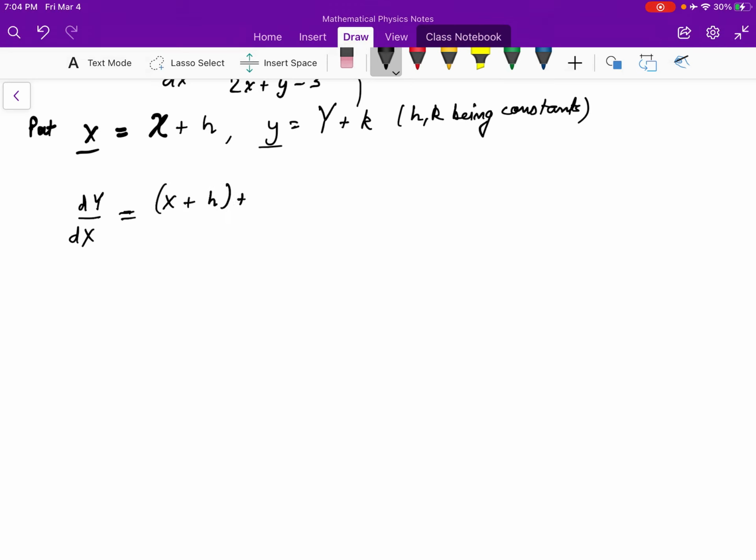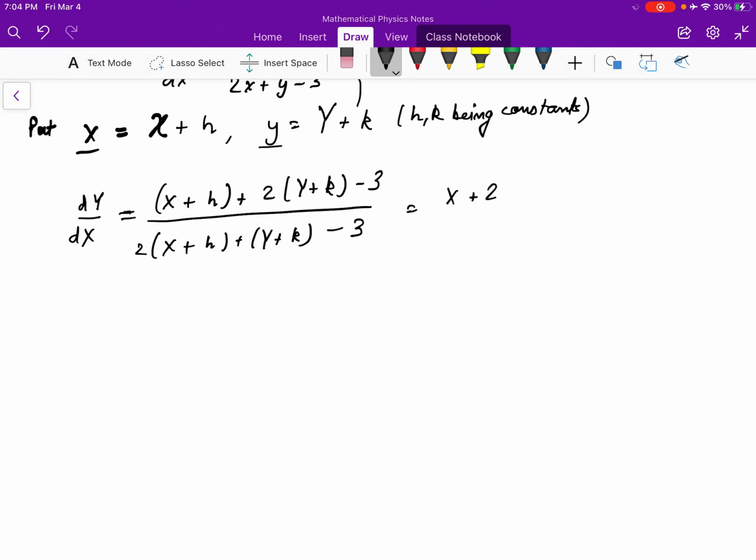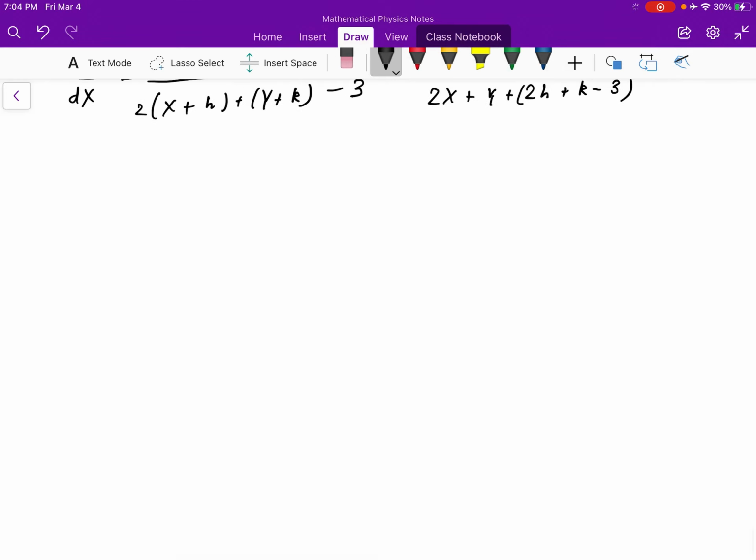Capital X plus h plus 2 capital Y plus k minus 3 upon 2 capital X plus h plus capital Y plus k minus 3, and that is equal to X plus 2Y plus h plus 2k minus 3. And that's very simple algebra. Essentially, we don't have much rocket science going on here. It's only the substitution part that really comes about as something a little difficult to work with initially, or to understand which one to substitute first.